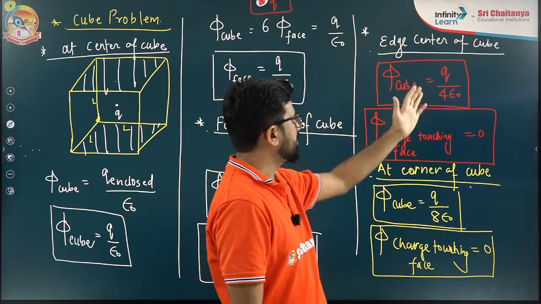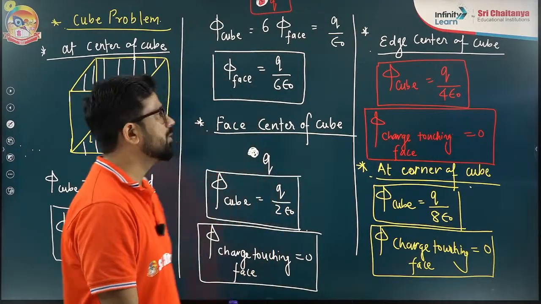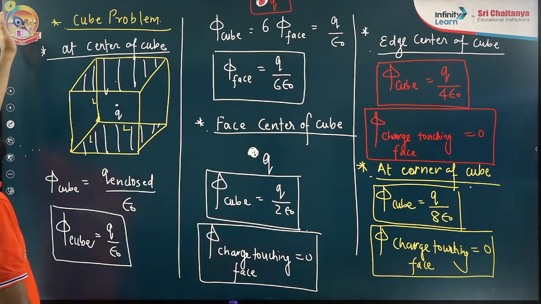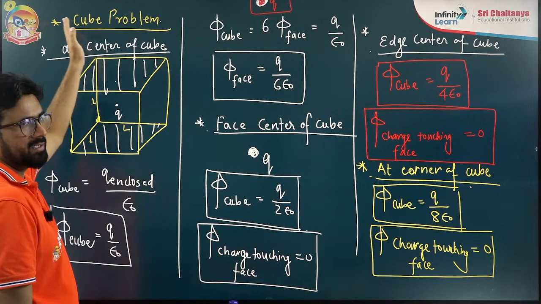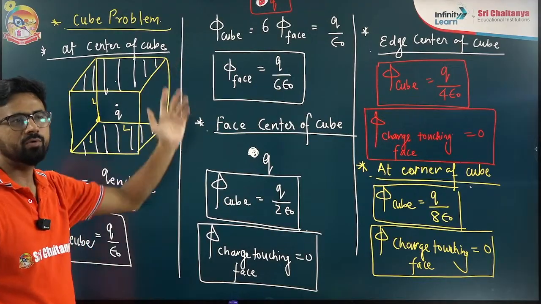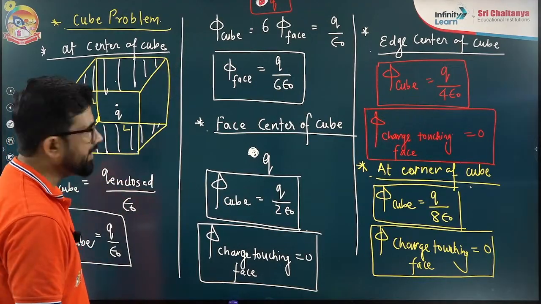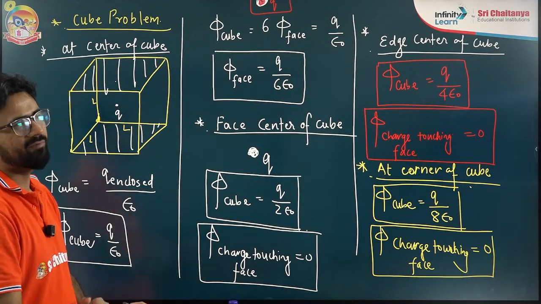This is what I am talking about, the charge at the corner of the cube. When the charge is placed at the corner, what is the flux associated with the whole cube? That is equal to Q by 8 epsilon naught. But due to one face, that is Q by 24 epsilon naught.